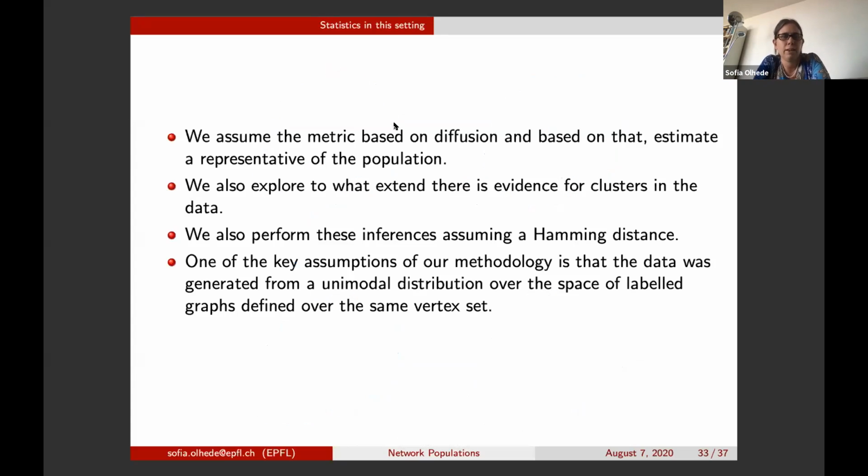To do that, we had to choose a metric, and for this one we used not the Hamming distance. We tried that as well and got about the same answers, but we were interested in using the diffusion distance, because that's usually representative of how information goes through a network, and we want to say that two networks are similar if the same sort of diffusion of information happens. We also, because our methodology relies on having just one peak, explored to what extent there were clusters in the data.